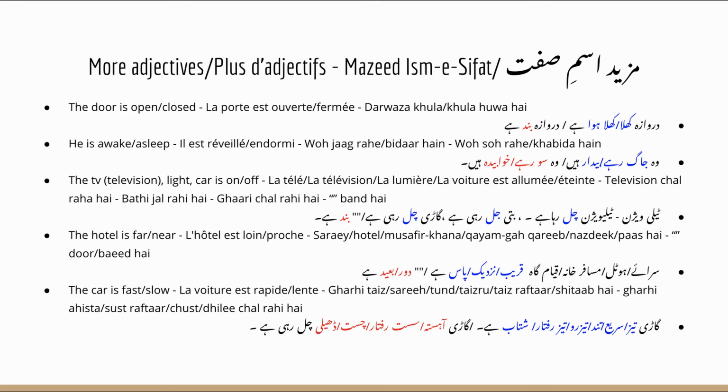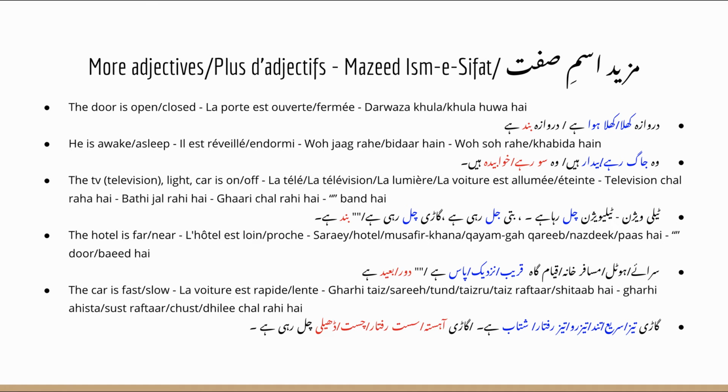So now the car is fast or slow. The most commonly used for fast is tez, and for slow, most common is ahista. But I'll go over all of them. Gaadi tez, sari, tung, tez raftar, shitab hai. Gaadi ahista, sust raftar, just dhili chal rahi hai.